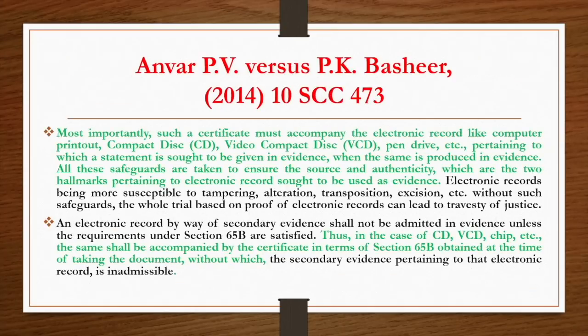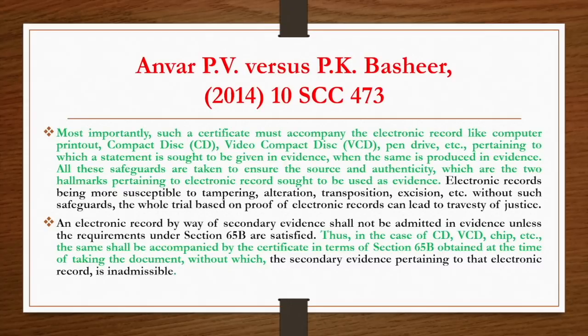In the later stage, in 2014, the three-judge bench of the Honorable Apex Court, in a very renowned judgment, we are all aware of this judgment, observed the following. Most importantly, such a certificate must accompany the electronic record like computer printout, computer disk, video compact disc, pen drive, etc., pertaining to which a statement is sought to be given in evidence. When the same is produced in evidence, all these safeguards are taken to ensure the source and authenticity, which are the two hallmarks pertaining to electronic record sought to be used as evidence. Electronic records being more susceptible to tampering, alterations, transposition, excisions, etc., without such safeguard, the whole trial based on proof of electronic records can lead to a travesty of justice.